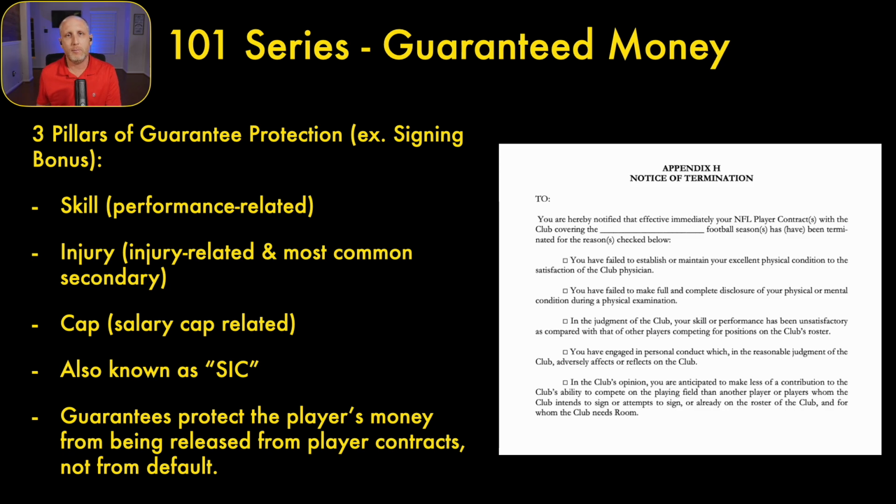You're often going to hear about the 3 pillars of a guarantee structure, guarantee protection. It's skill, which is performance related, injury, so like we're saying, it's injury related, and cap, so trying to say you have to release a player for salary cap reasons. So skill, injury, and cap, also known as SICK. It guarantees and protects the player's money from being released from their playing contract, not from default, but protects their salary from release, from waivers.